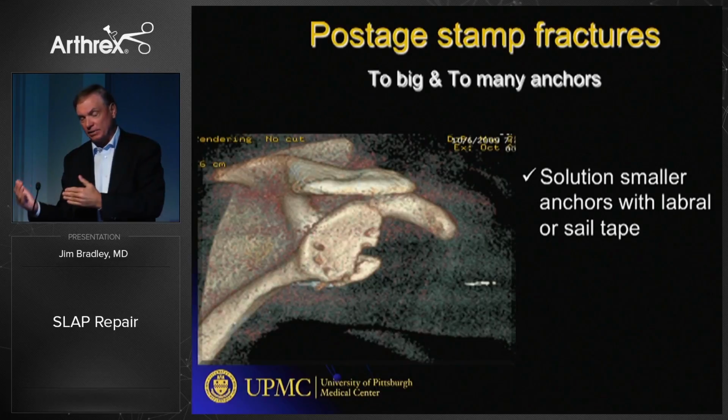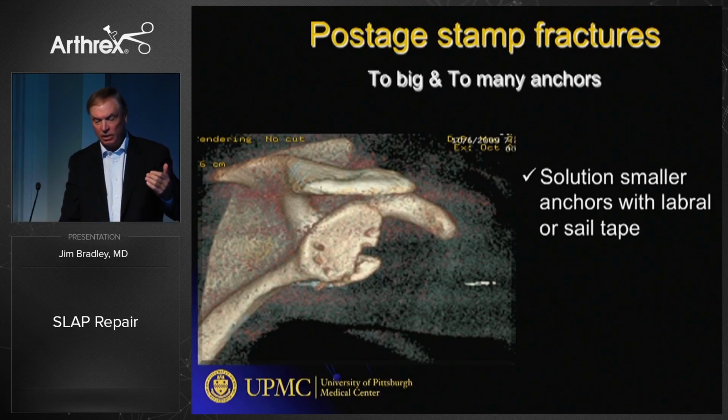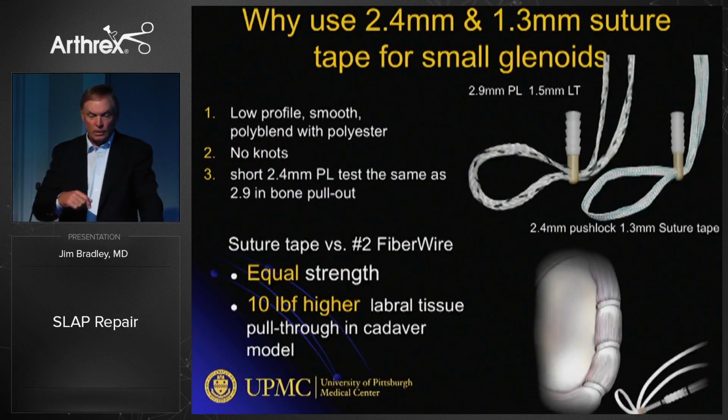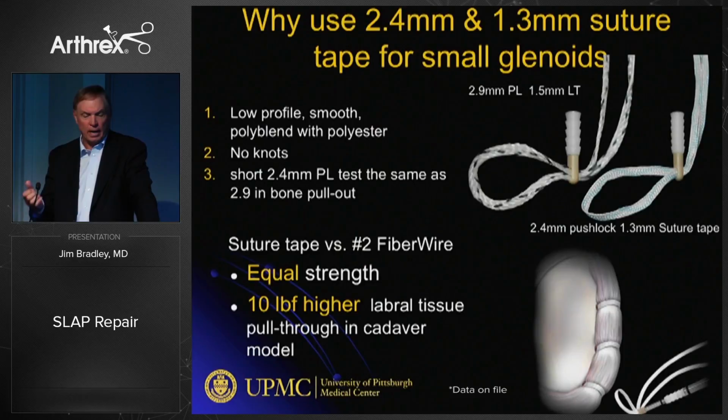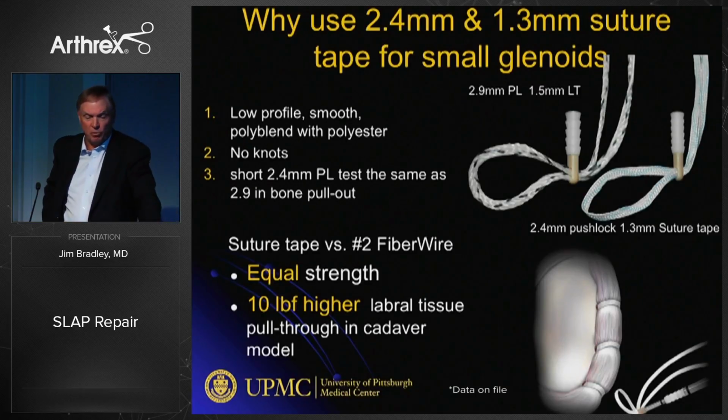So if you don't put big anchors in to begin with, now you don't have as much of a problem. So then the solution was obviously go to smaller anchors with labral tape or some kind of sail tape. So why do I now use 2.4 millimeter short push locks and 1.3 millimeter suture tape for small glenoids? So I've gone to that. In the bigger ones, I'll use 2.9s with labral tape, and in the smaller ones, I've moved to 2.4 millimeter push locks and suture tape.